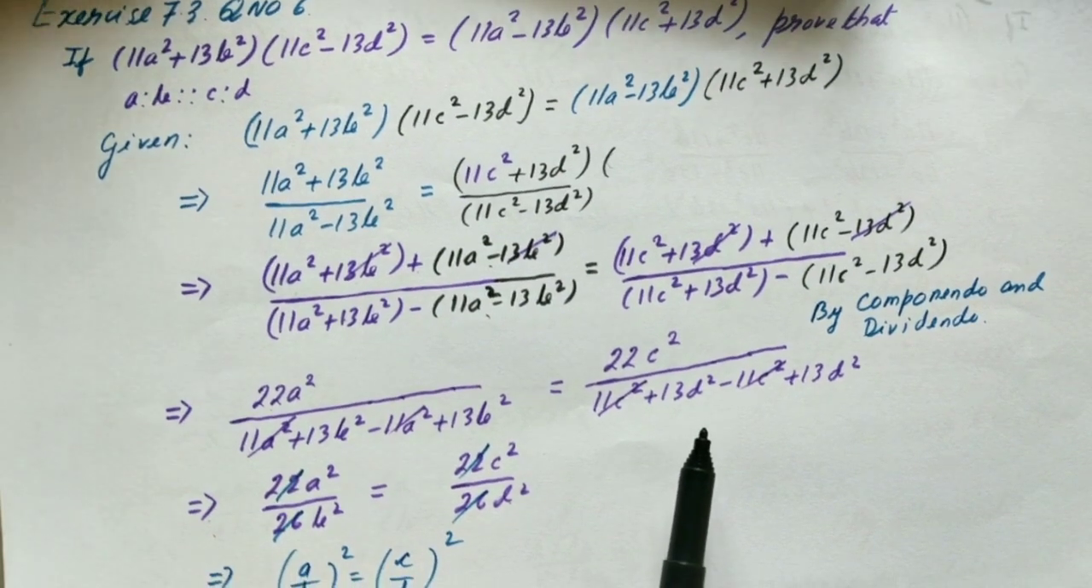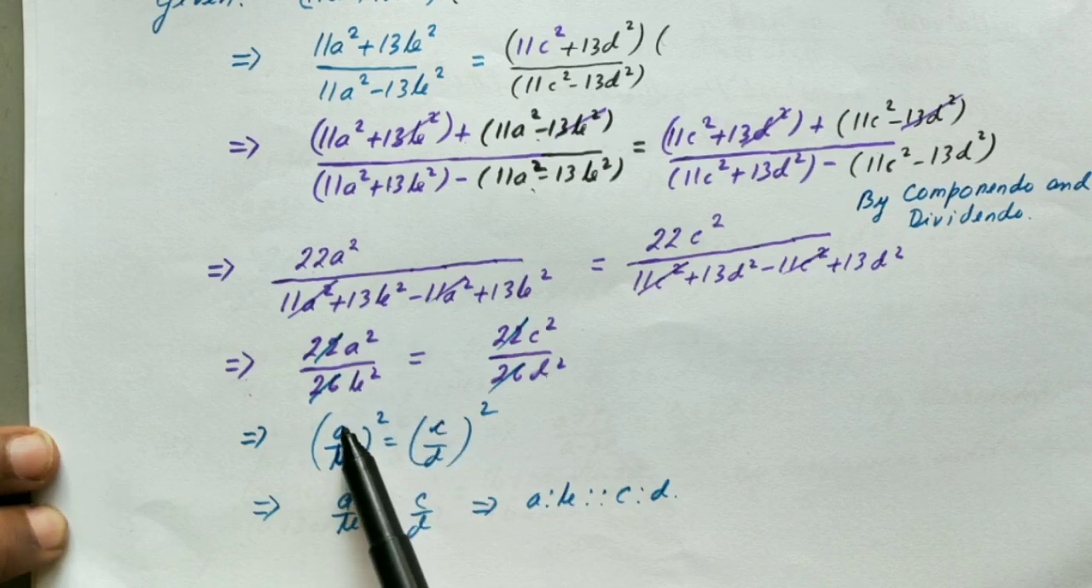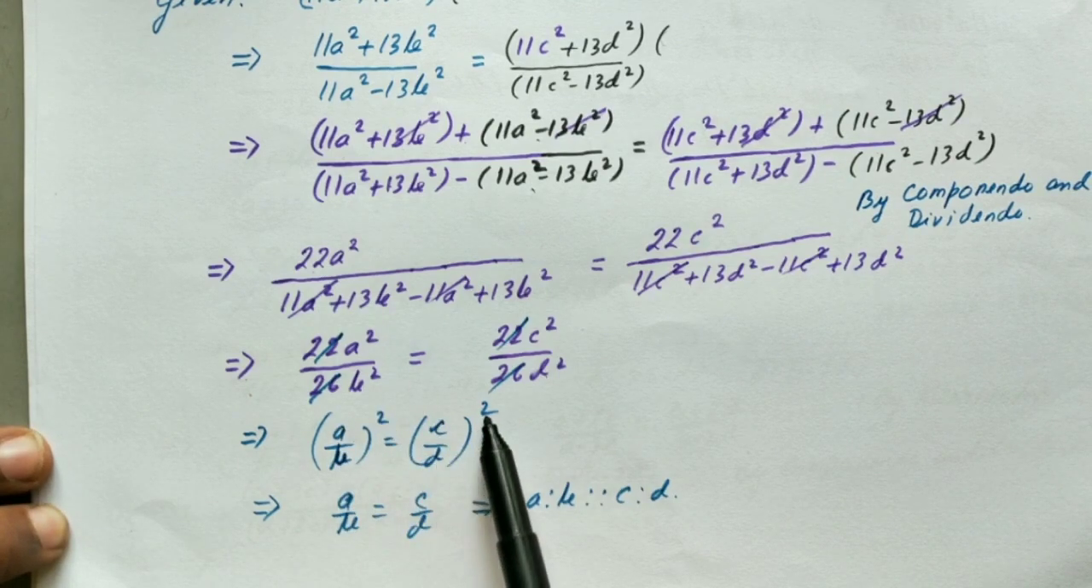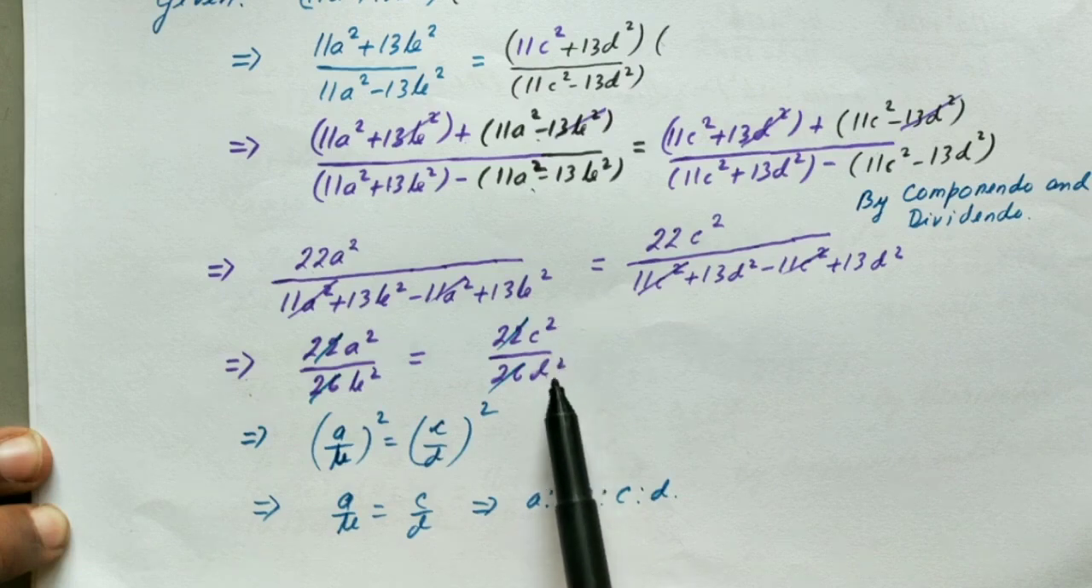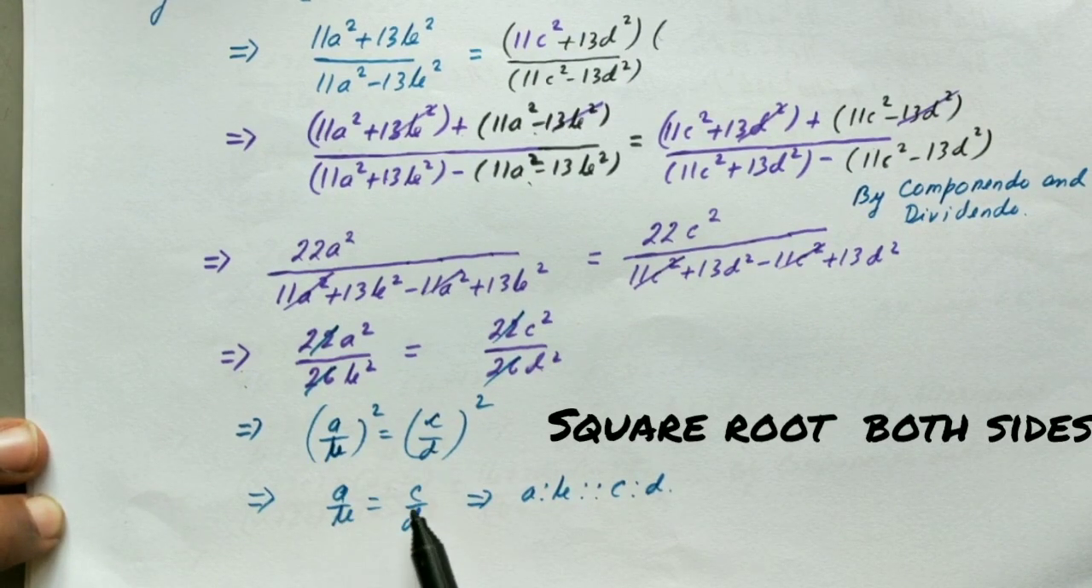After simplifying this, you get A by B whole square is C by D whole square. It's A square by B square is equal to C square by D square, A by B whole square. And this gives A by B is equal to C by D. So this is proved.